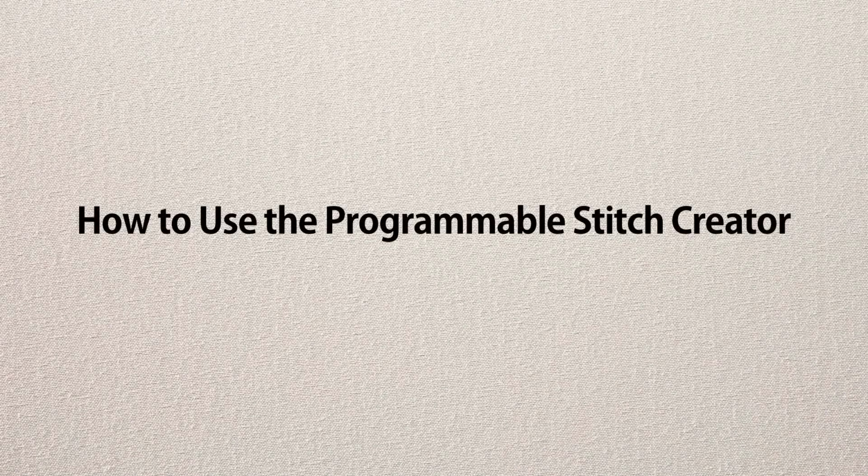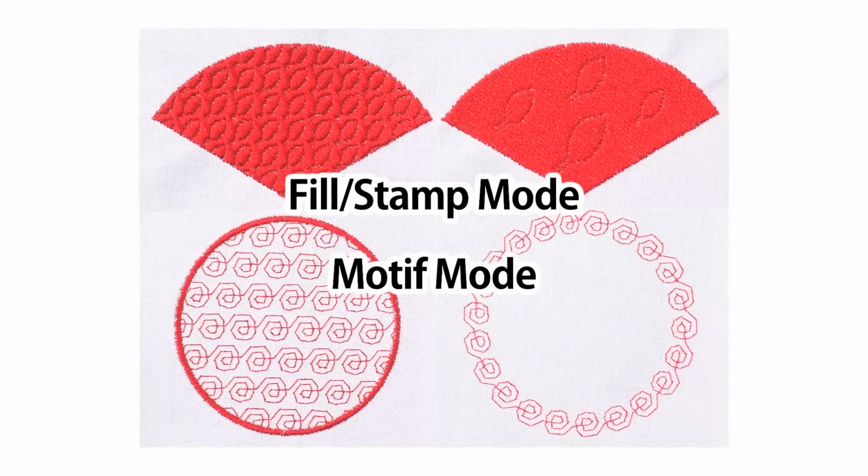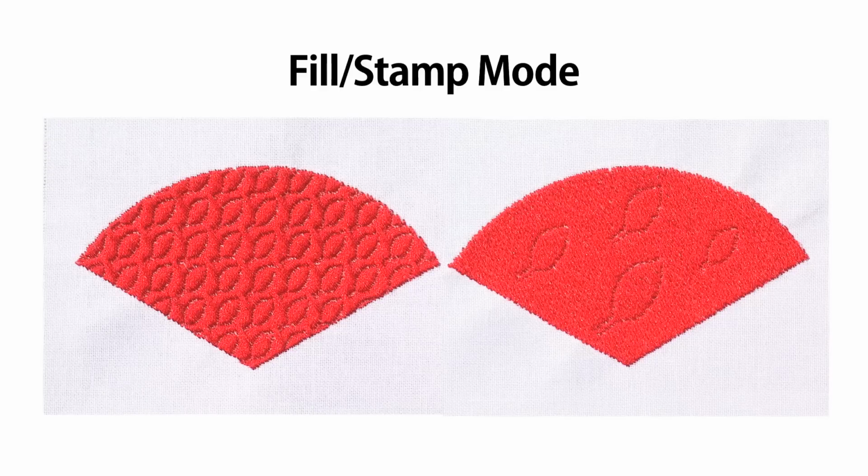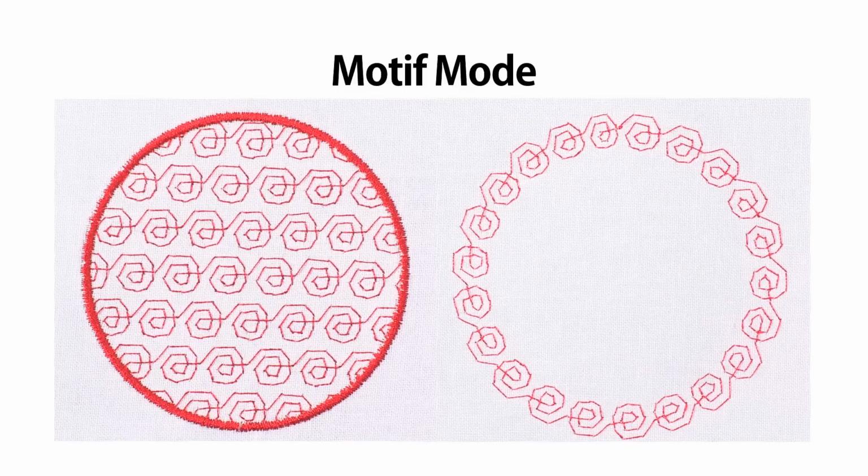How to use the Programmable Stitch Creator. The Programmable Stitch Creator has two modes. Fill or Stamp mode allows you to create stitch patterns using programmable fill or stamp functions. Motif mode lets you create stitch patterns using motif stitch for region sewing and line sewing.